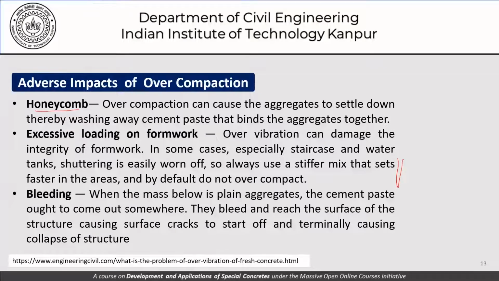Bleeding. When the mass below is plain concrete, the cement paste ought to come out somewhere. It bleeds and reaches the surface of the structure, causing surface cracks to start off and terminally cause the structure to collapse. Of course, bleeding does not so easily lead to a structural collapse, but that is the ultimate possibility that we have to watch out against.